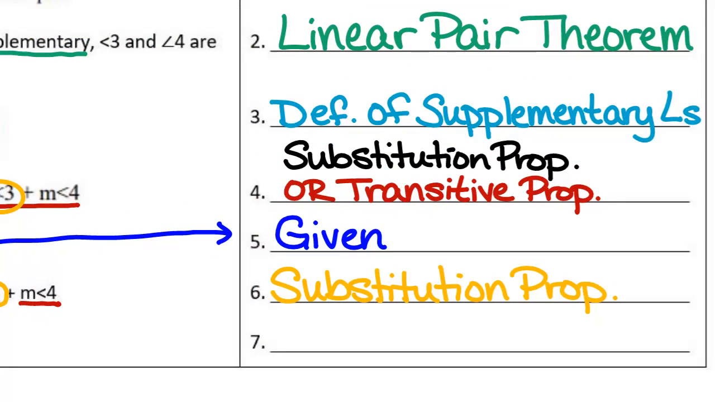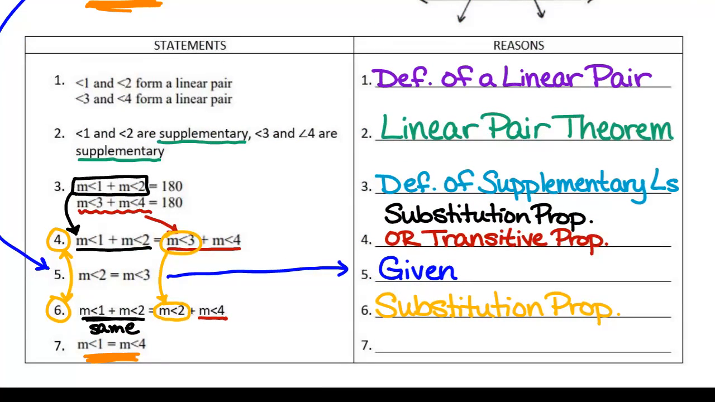This is not a situation where I could use transitive property because I took one thing out of the middle of an equation and I put something else in its place. It's not on the other side of an equal sign by itself. So why was angle 2 substituted in angle 3?